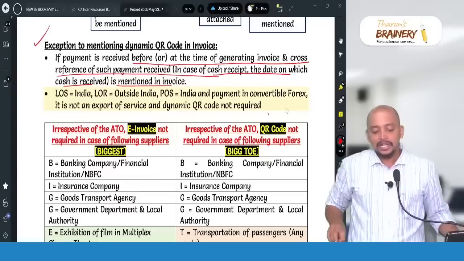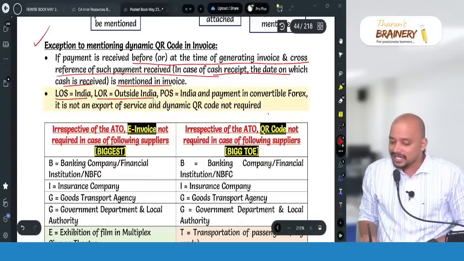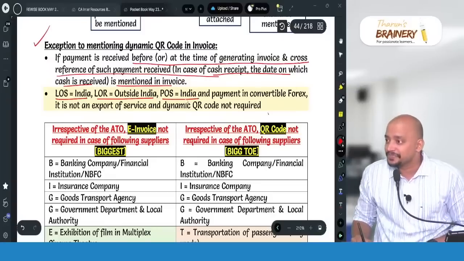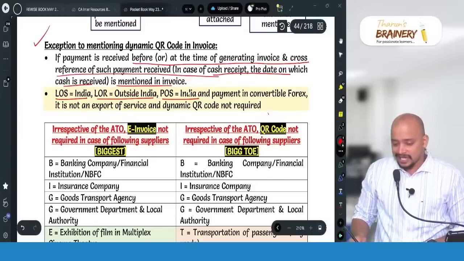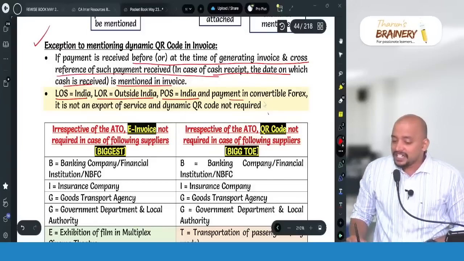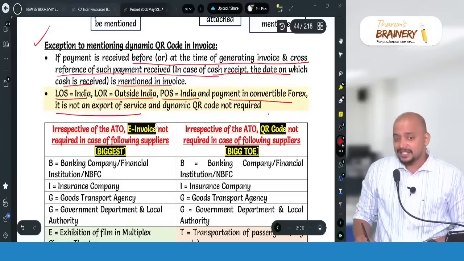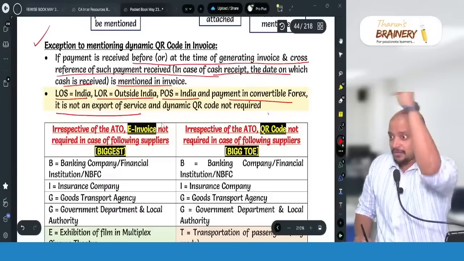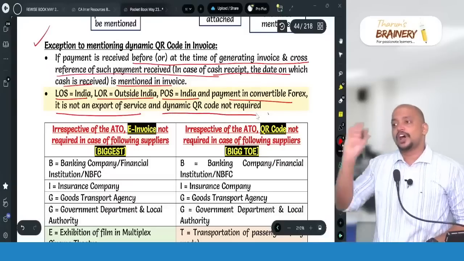Please see this. Location of supplier in India, location of recipient outside India, place of supply in India. So it is not export of service, correct? Correct. Because where should the place of supply be? Outside India. And payment in convertible forex; it is not an export of service. When it is not an export of service, no e-invoice. When there is no e-invoice, a dynamic QR code may come. So that's why they are saying a dynamic QR code is also not required.